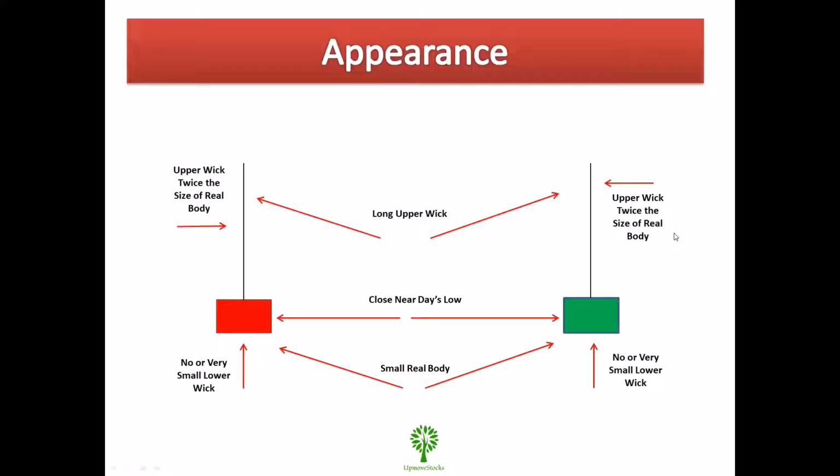So these are the 5 important characteristics of a shooting star candle. The first one is it should have a long upper wick. Upper wick is this area. This upper wick should be at least twice the size of the real body of the candle. This is the real body of the candle. Third is the candle may or may not have a wick at the lower end. Fourth is it will have a small real body. It is because the candle will close near the day's low.